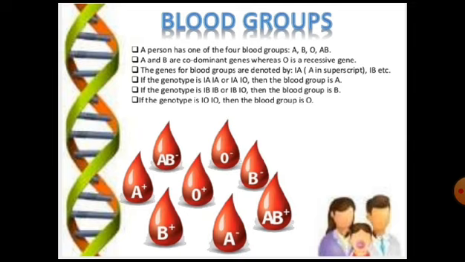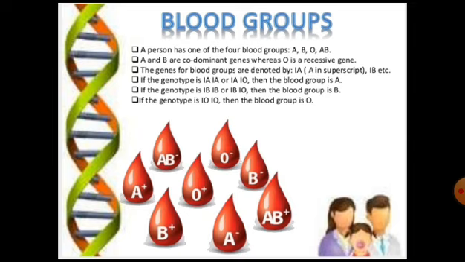Now, blood groups, as it is one of the topics in your textbook, we have to go through it very briefly. A person has one of the four blood groups, as you all know. Actually there are more than 100 types of blood groups, but they are very rare, and the most commonly occurring blood groups are only four, that is A, B, O, AB.